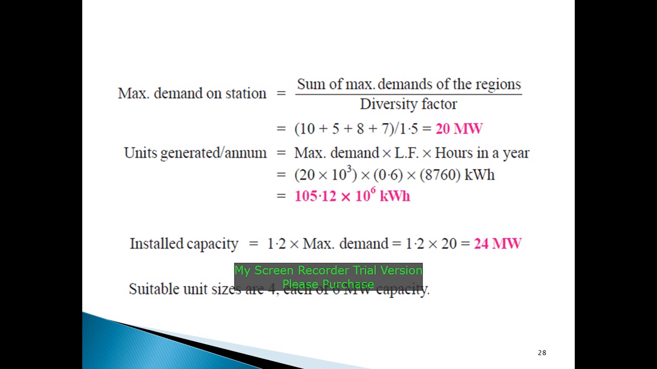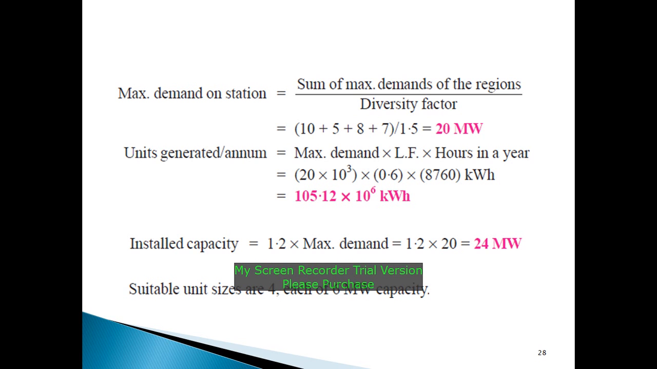From that we can find out the units generated per annum. From the formula of load factor, units generated per annum is maximum demand multiplied by load factor into hours in a year. So the maximum demand is 20 into 10 power 3 kilowatt, load factor is 0.6, number of hours in a year is 8760. So the answer is 105.12 into 10 power 6 kilowatt hour.